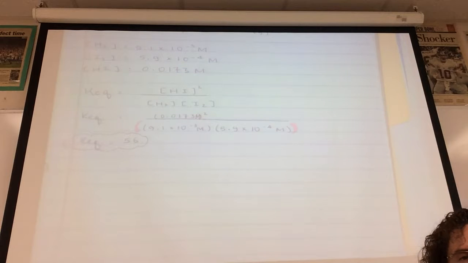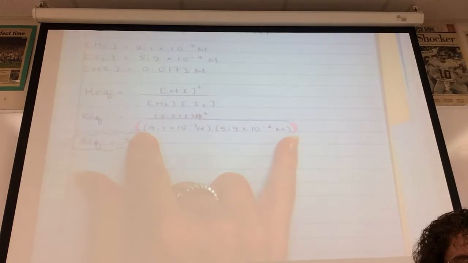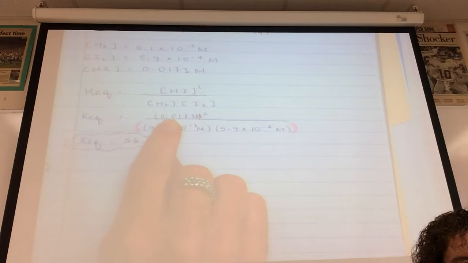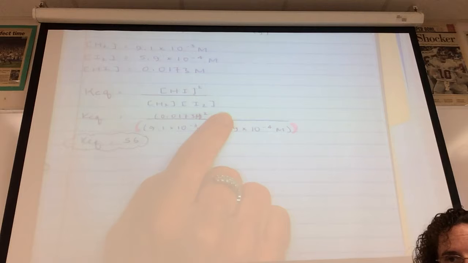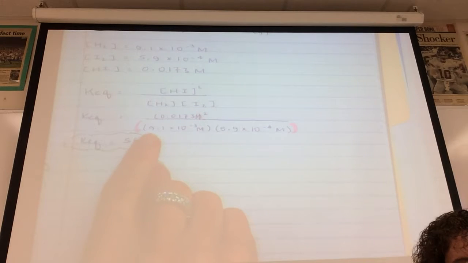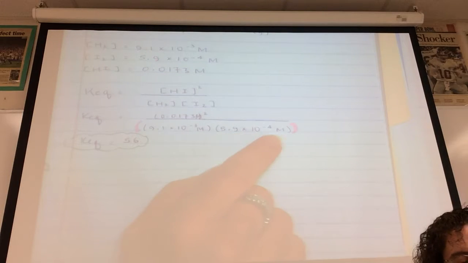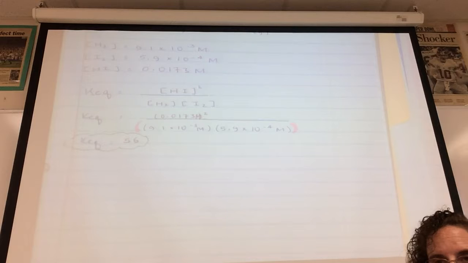Did you get 56? Yes? All right, like I said, the parentheses you need are the pink ones. So in your calculator, 0.0173 squared divided by open parentheses 9.1 EE negative 3 times 5.9 EE negative 4 close equals.